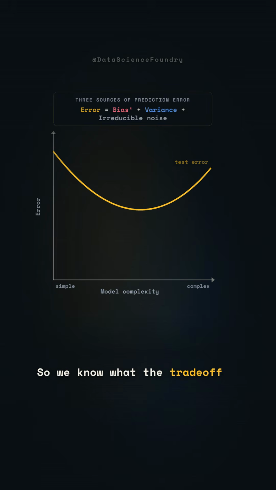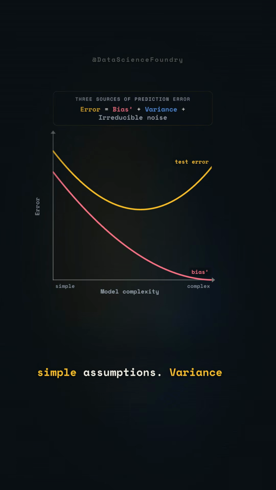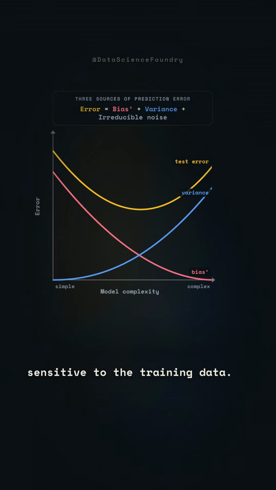So we know what the trade-off looks like. But why does this happen? Mathematically, prediction error can be broken into three parts: bias squared, variance, and irreducible noise. Bias squared comes from overly simple assumptions. Variance comes from the model being too sensitive to the training data. And irreducible noise is randomness no model can remove.